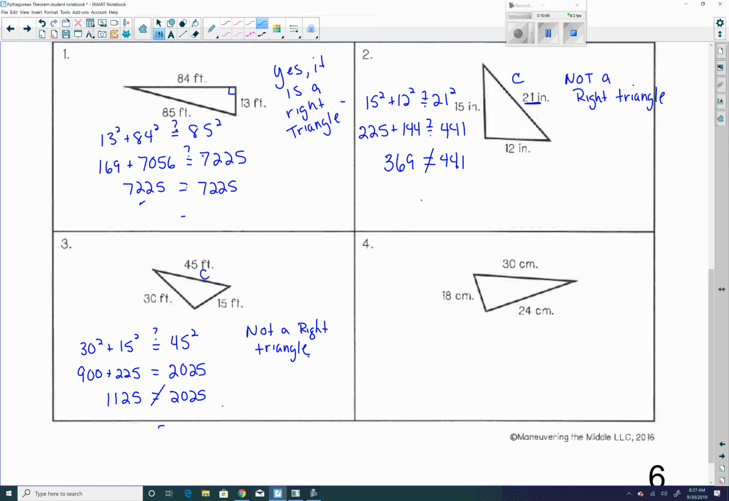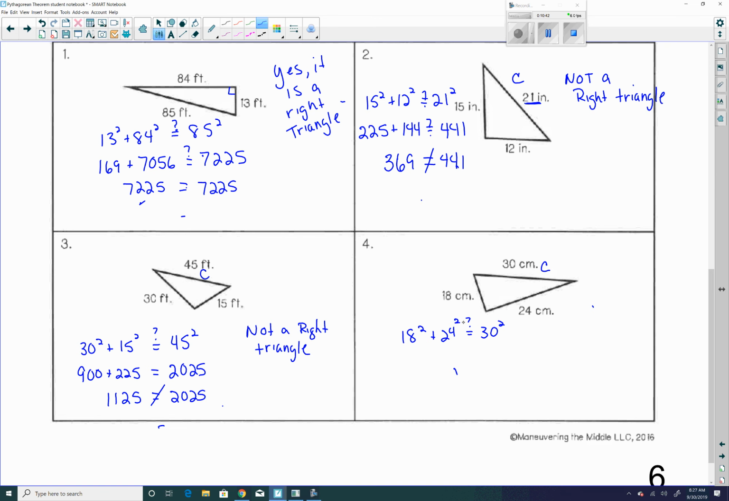Go ahead and set up number 4. See if we can prove whether or not that is a right triangle. First of all, identify which one is the C side. Okay, this is going to be our C side. So does 18 squared plus 24 squared equal 30 squared? Again, that is our question.